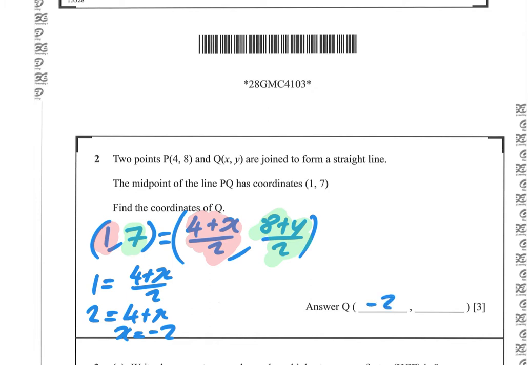If we look at the 7 was equal to 8 plus y over 2, which means 14 is equal to 8 plus y. And again, a wee bit of working out gives you y is equal to 6. So there you have your point, minus 2, 6.